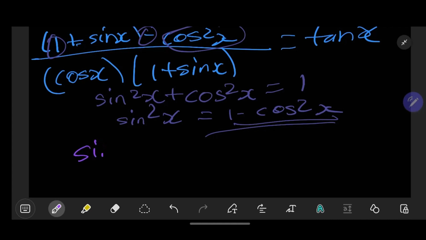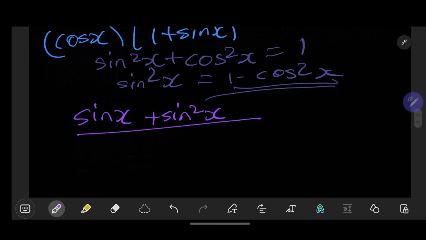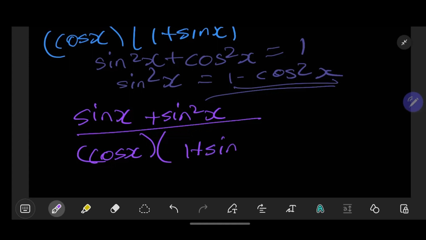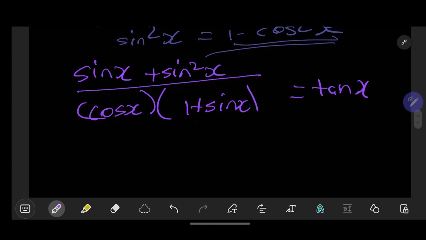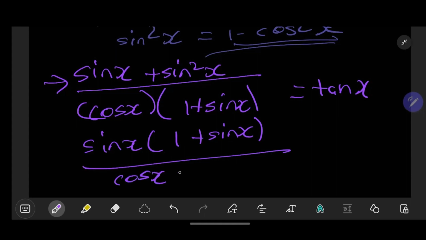So I'm going to rewrite this as sine of x, and I saw that 1 minus cos squared x is sine squared x. So that's plus, positive sine squared x, and that's all over our cos of x, our 1 plus sine of x. And that's equal to tan of x. That's what we need to show. Now I can factor out sine of x. So I factor out sine of x on here. I can rewrite that as 1 plus sine of x over cos of x, 1 plus sine of x, and I need to show that that's tan of x.